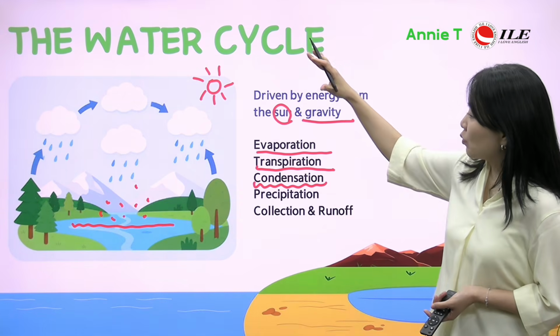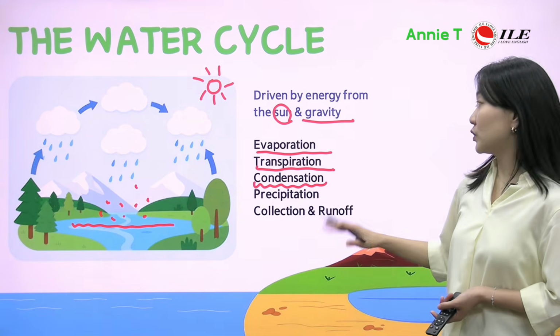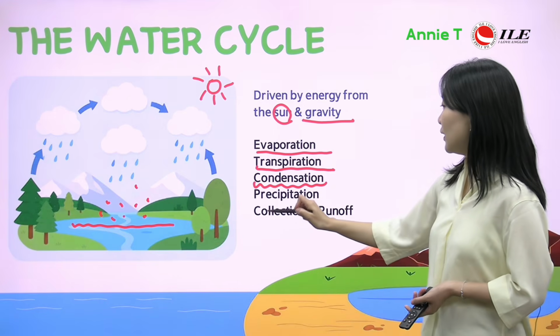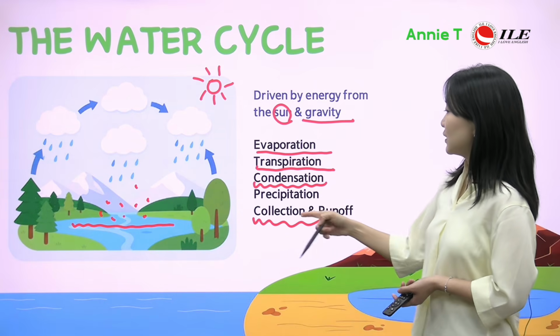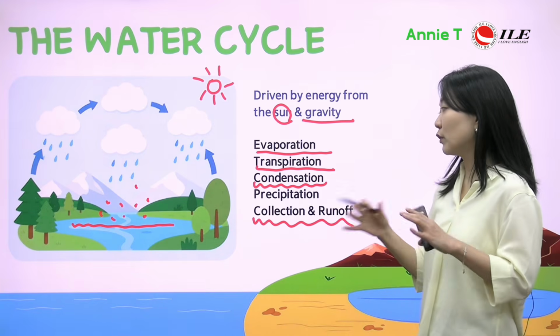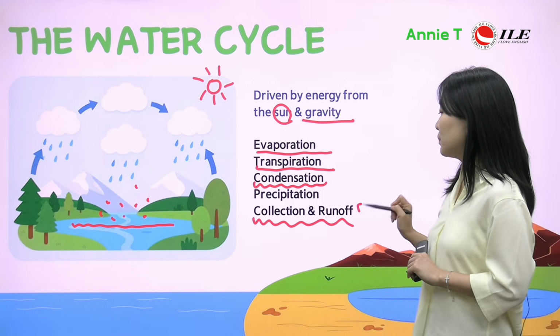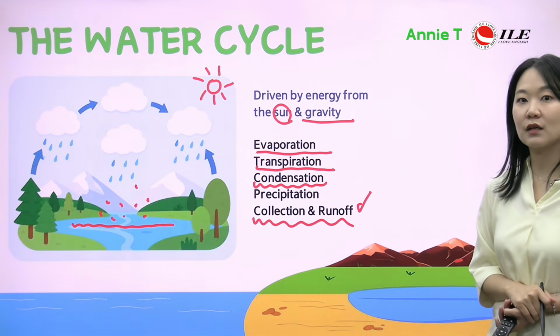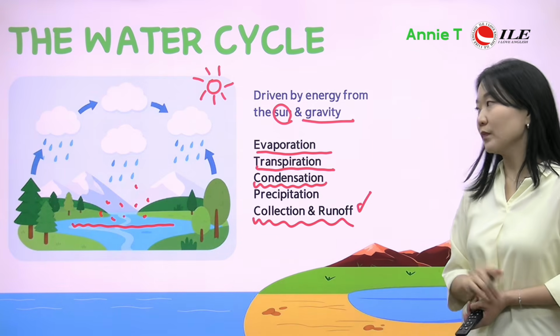Okay, the water that is released back to the surface of Earth, we say it's collected into other bodies of water or streams, rivers, it flows off and becomes runoff. And that completes the water cycle.